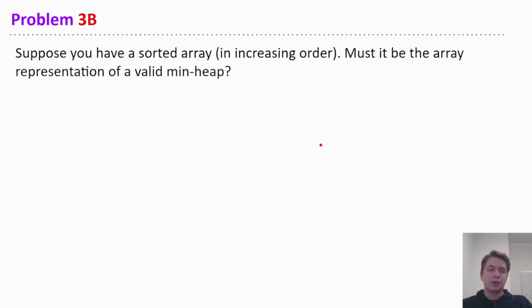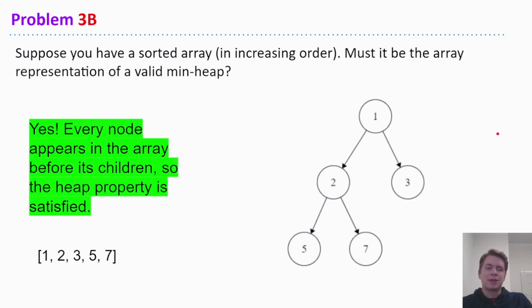All right, 3B asks you, suppose you have a sorted array in increasing order, so 1, 2, 3, 4, 5, etc. Must it be the array representation of a valid min heap? Well, if our array is sorted, then we know for sure every earlier index is going to contain a value that's less than later indices. So this must be true, where a sorted array in increasing order will always be a valid min heap, and the heap ordering invariant is maintained.